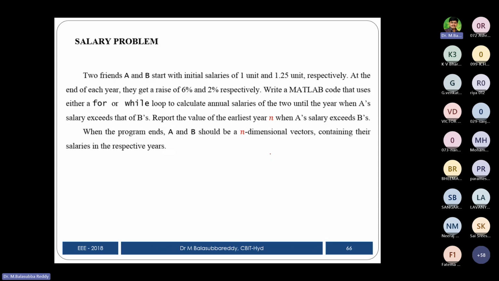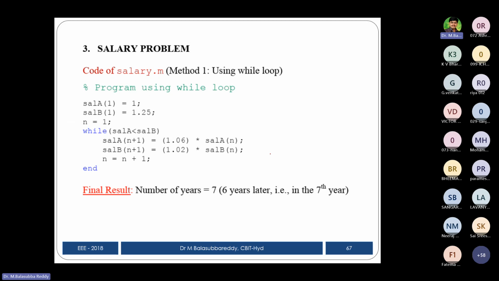But because of that reason, the increment is different. The first, A salary is 1 unit, that's why you will get an increment of 6%. And B salary at the initial stage is high, 1.25. That's why his increment is 2%. The question is, when A salary is greater than B, in which year will it happen? For that, we can see the code. Simple. Salary A means first person salary is 1, second person salary is 1.2.